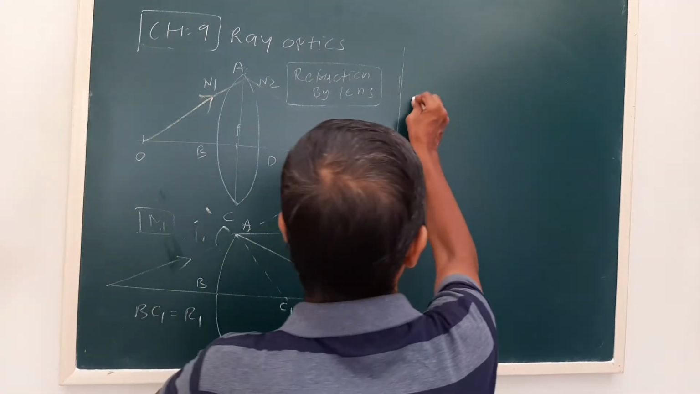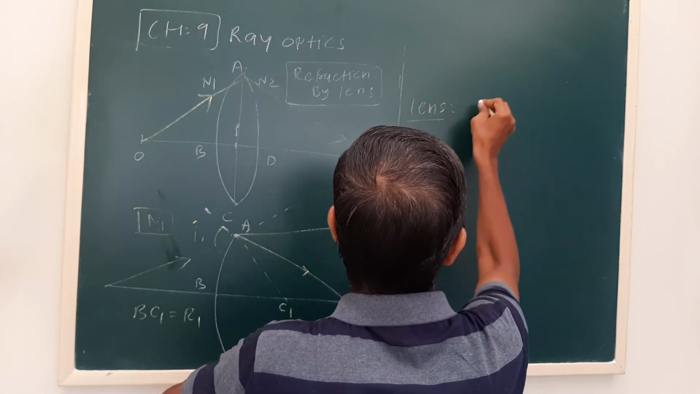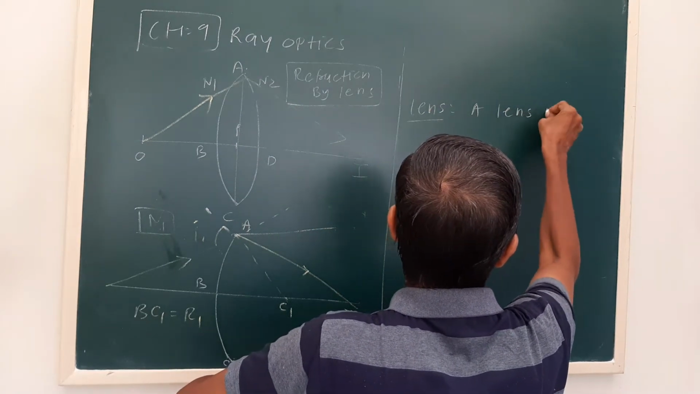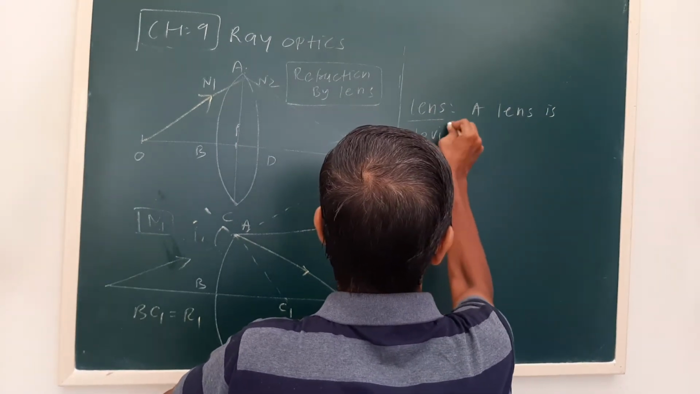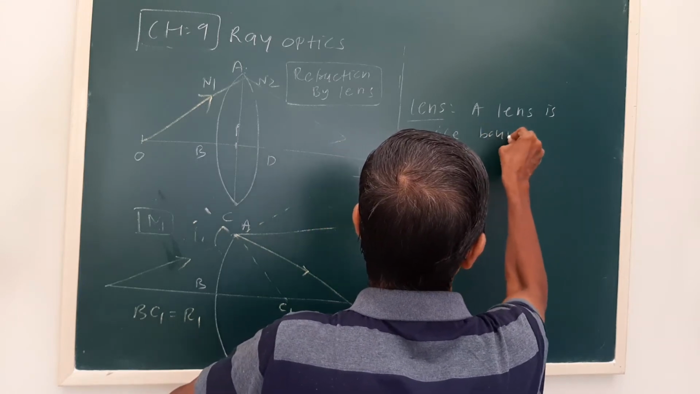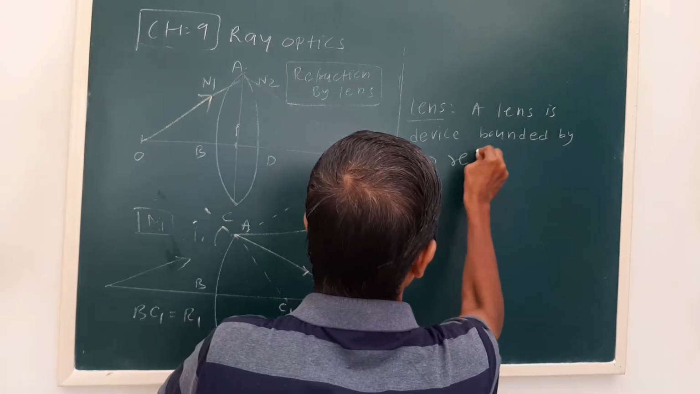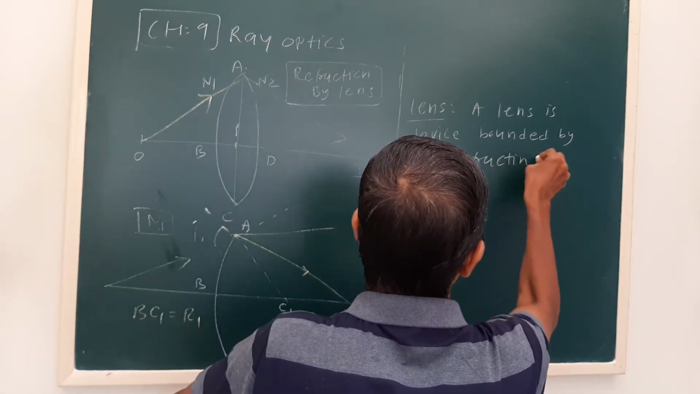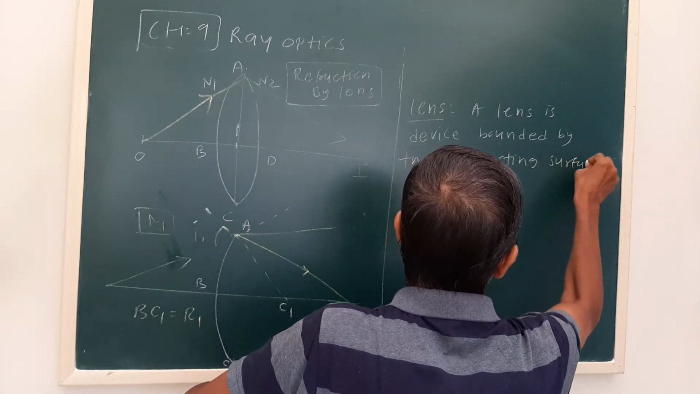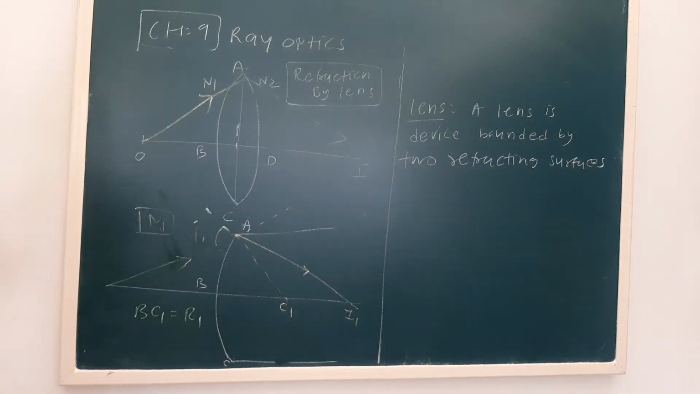Today we have to study refraction by a lens. Now see, what is a lens? A lens is a device bounded by two refracting surfaces. Okay, a lens is a device bounded by two refracting surfaces.